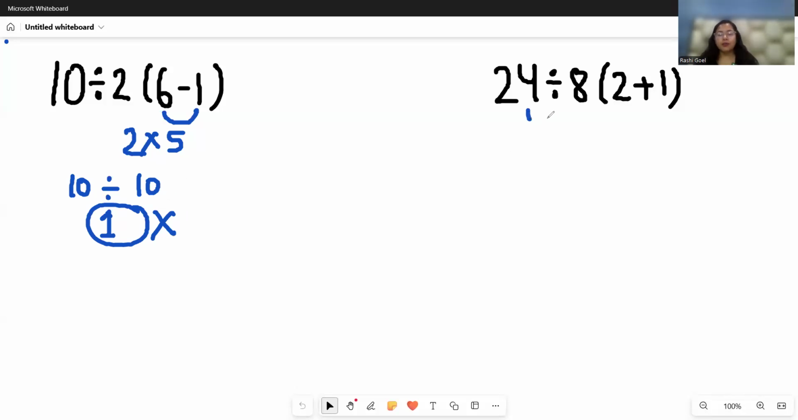Now let's try this one. What they do: 2 plus 1 is 3, 8 times 3 is 24, and 24 divided by 24 as 1. This is also the incorrect answer. Yes. What is the right approach then?